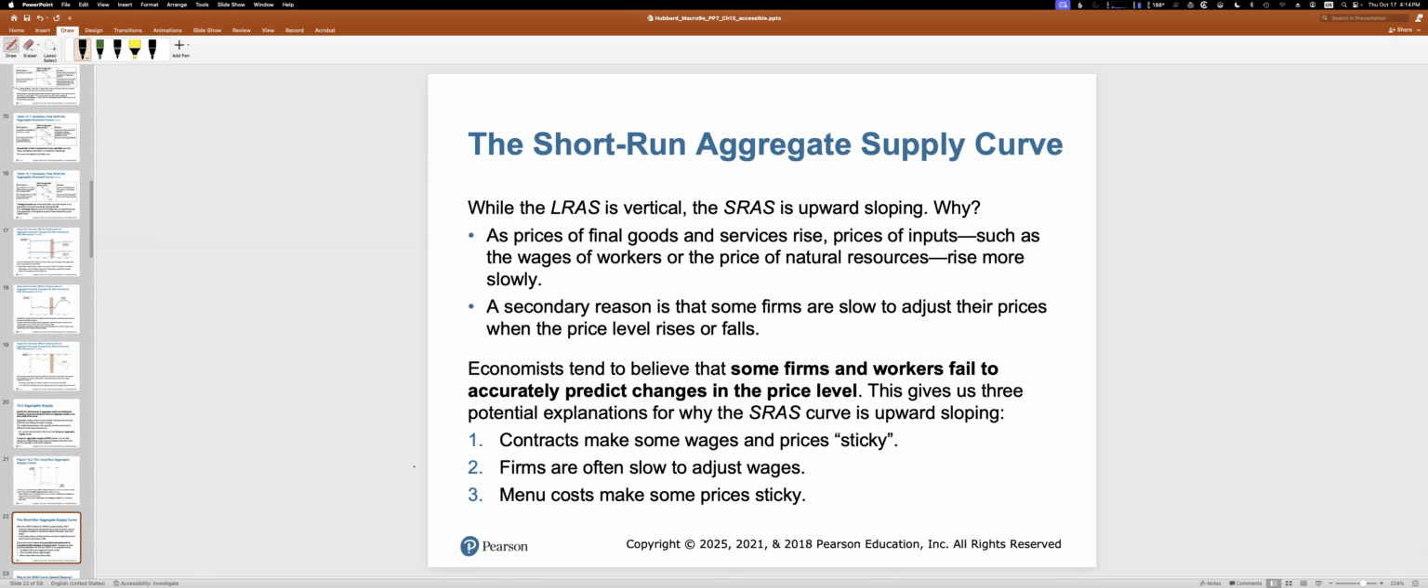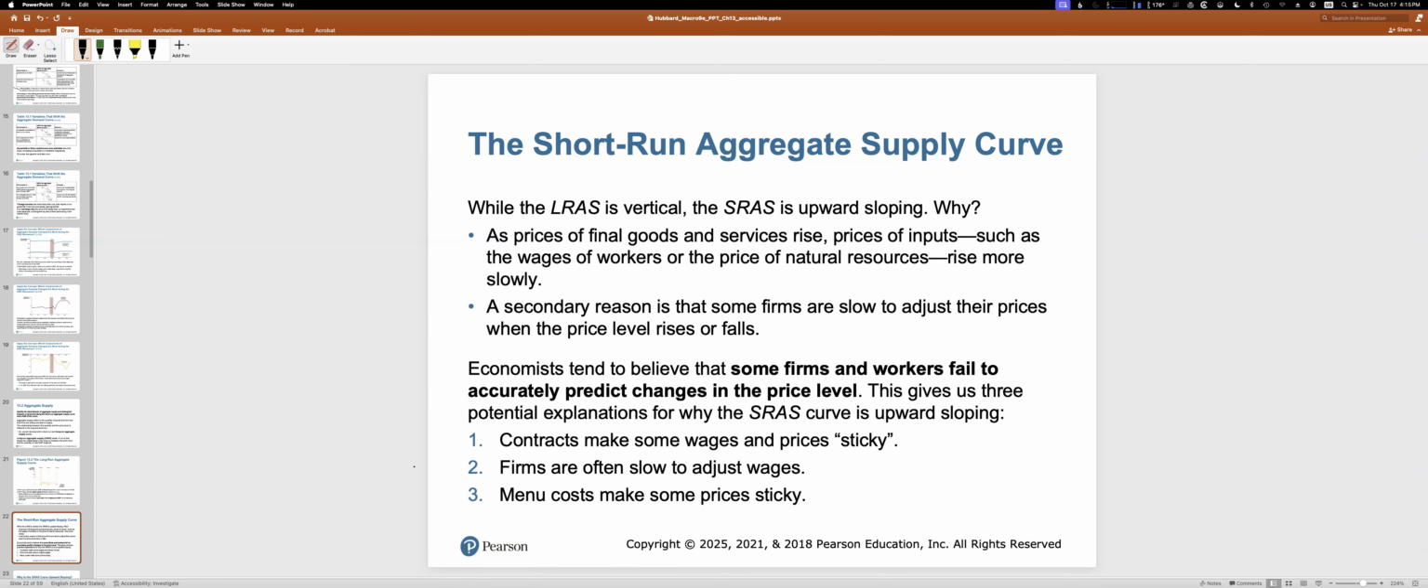Besides the stickiness, what we also can see are misperceptions. Let's say you're selling something and you raise the price, you might mistakenly think that you're getting a higher price relative to other goods. But you don't really know that, because you know the price of what you're selling really well. You don't know as well the price of other goods. So there's a bit of a misperception.